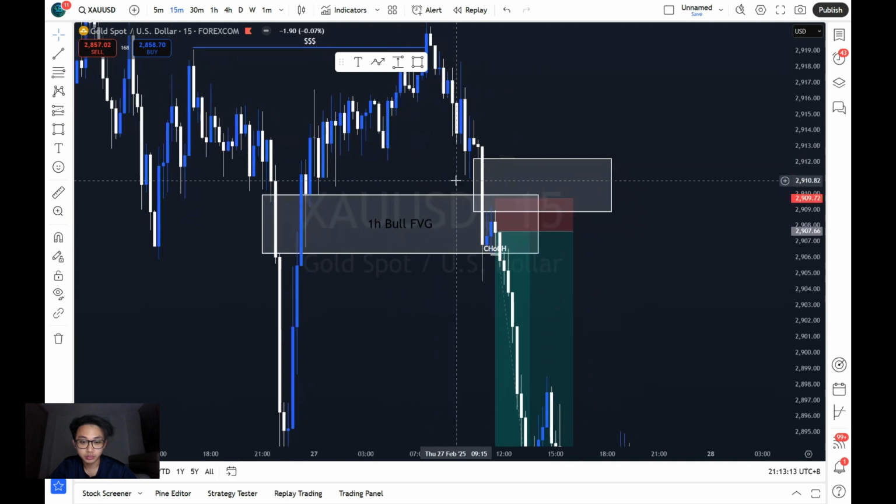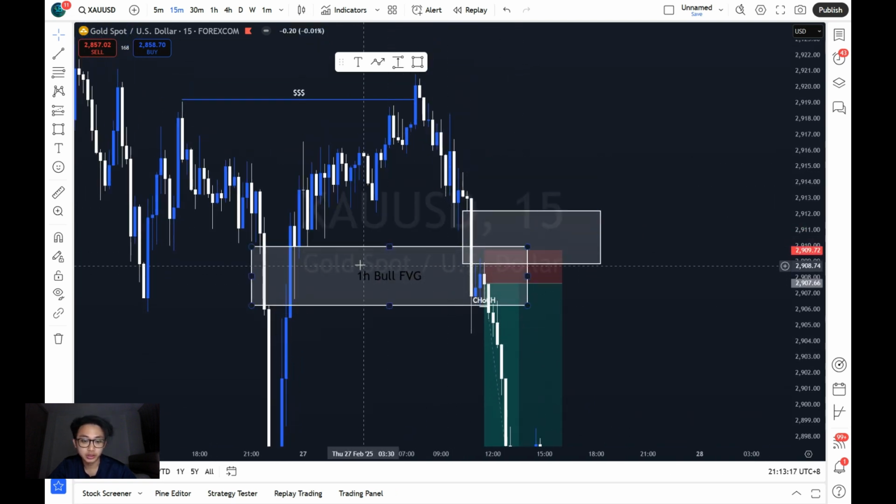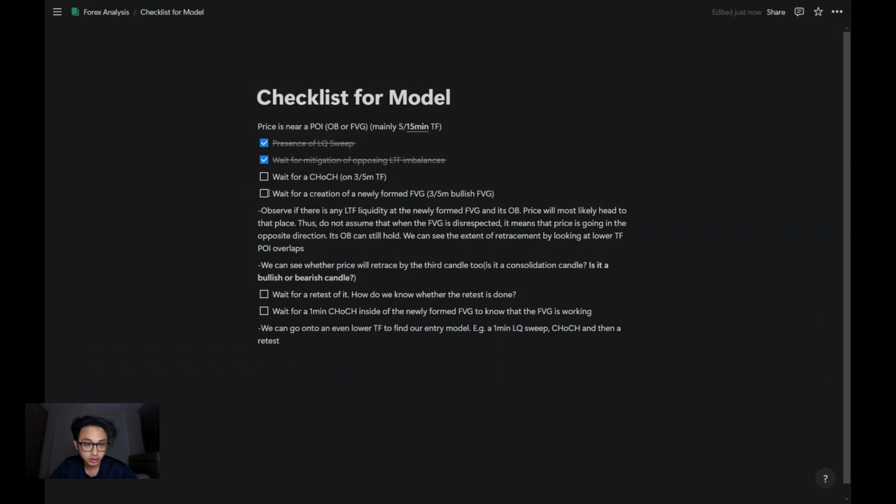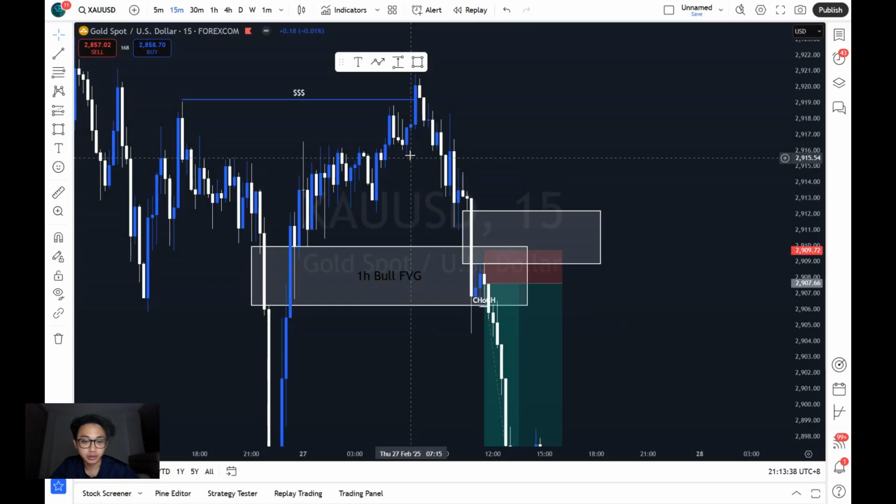So how do we know that price is truly heading down and not just sweeping liquidity inside of this 1 hour bullish fair value gap? It is because of the creation of the 15-minute bearish fair value gap, which shows that price is very bearish. Here there's a checklist where it says wait for a change of character on the 3 or 5 minute. So the change of character will be up here, somewhere around here, or even here.